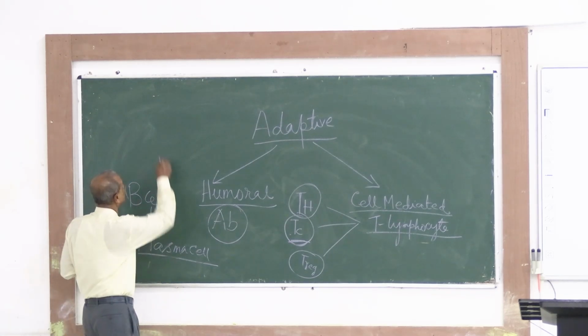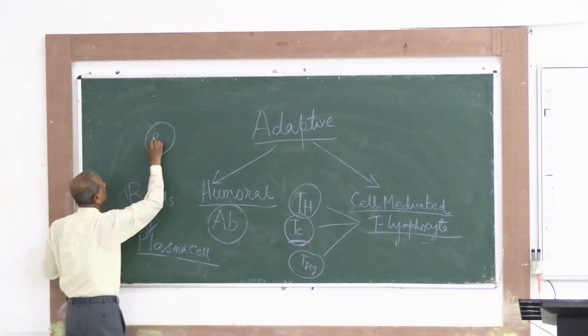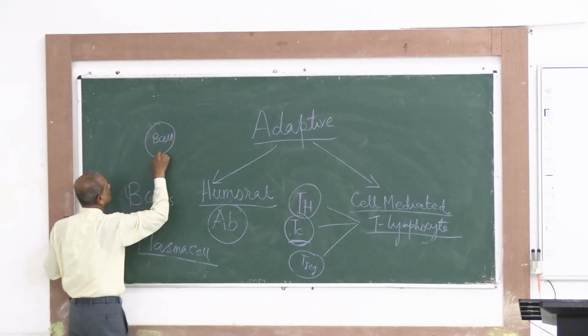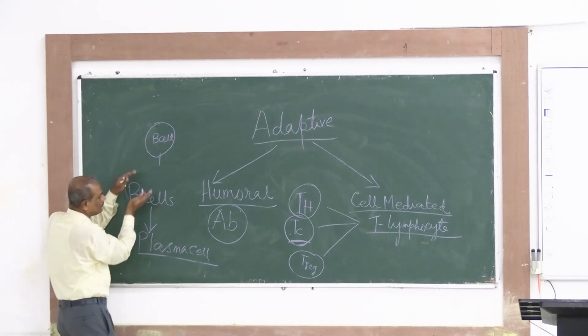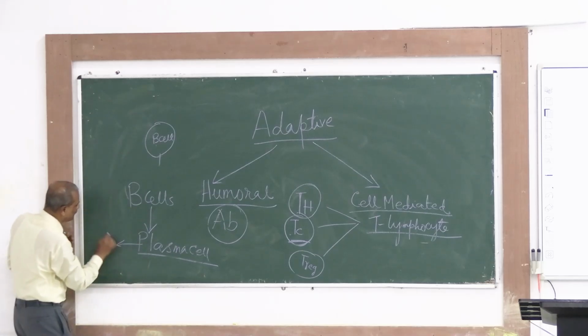So, the B cells are there. B cells actually do not produce antibody. They are converted into plasma cells. So, plasma cells secrete antibody.